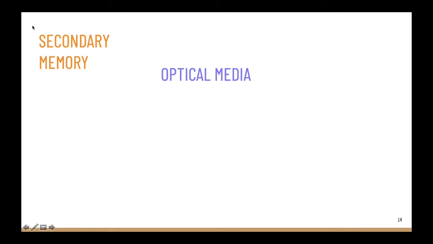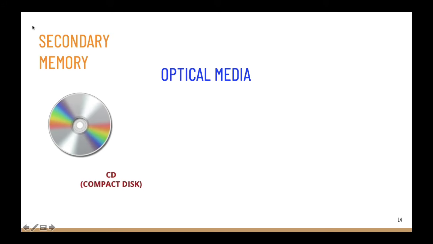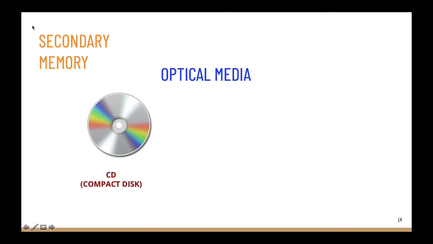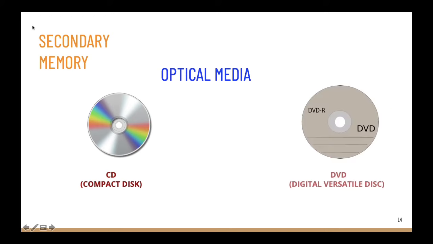Next type of secondary memory is the optical media. They use some property of light. They are typically circular in shape, which consists of CD, DVD or Blu-ray disc also.